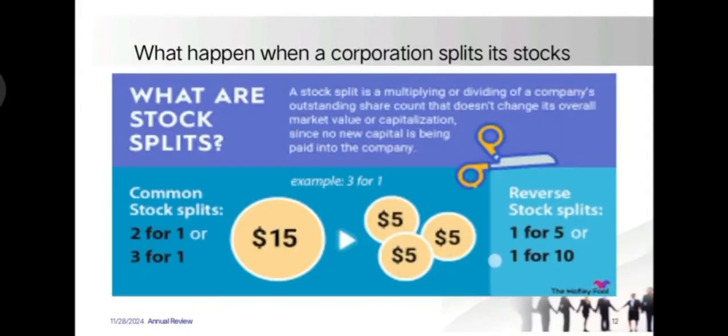What happens when a corporation splits its stocks? A stock split increases the number of outstanding shares while reducing the price per share. So, for example, in a 3-for-1 split, each share is split into 3, but the overall market capitalization remains the same.